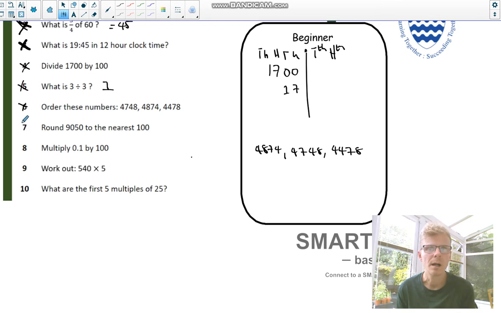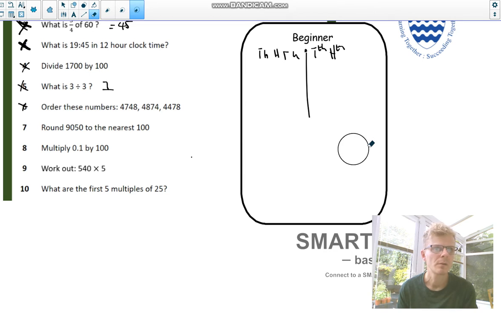And welcome back. So for question 7 then, round 9050 to the nearest 100. So for this maybe we'll look at a number line here, and we'll also have a look at this number in terms of its place values as well. So 9050 is 9 thousands, no hundreds, 5 tens and 0 units, and we want to know what's the nearest 100 to that.